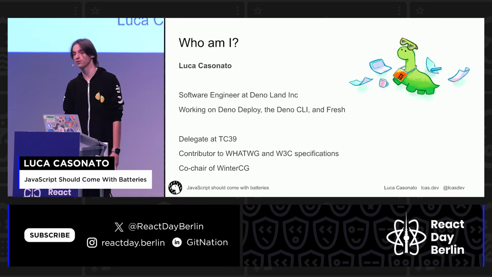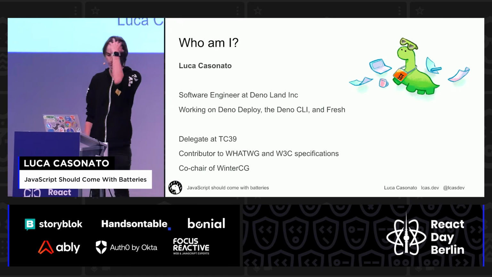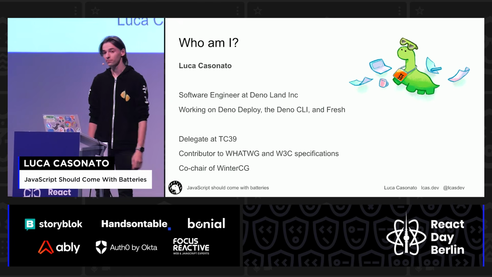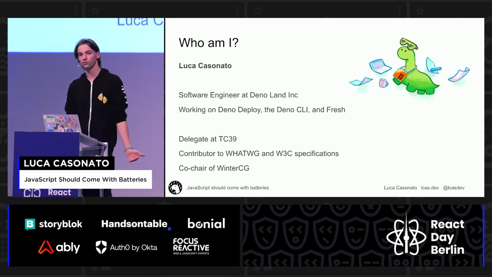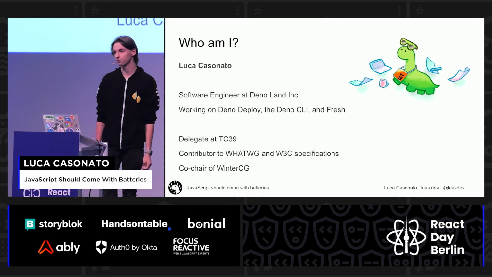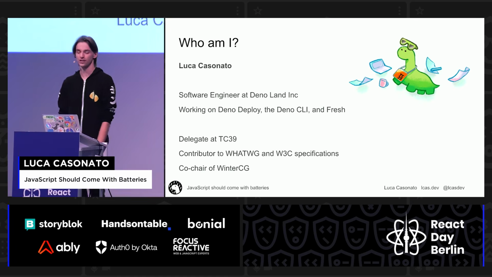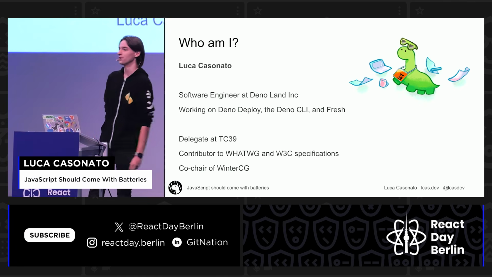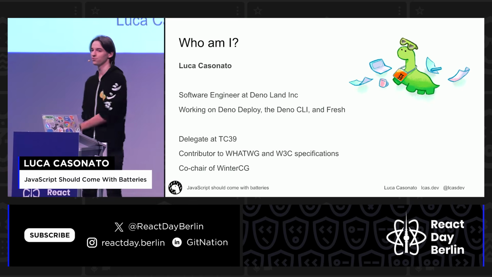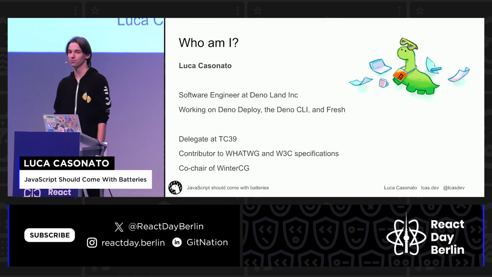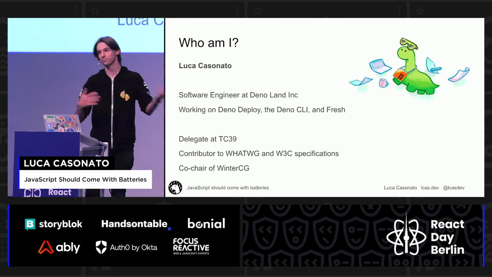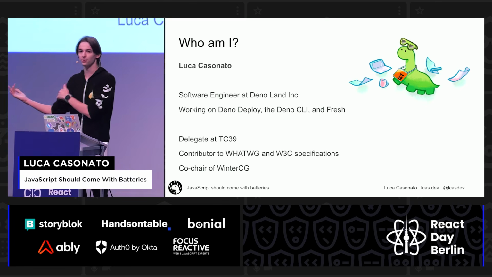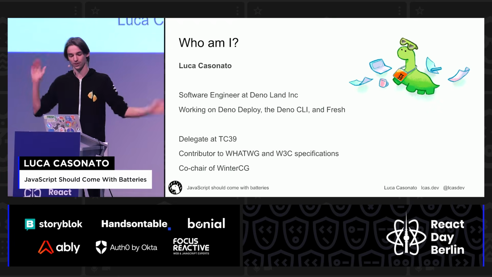I built a front-end framework for Deno called Fresh that some of you may have seen. And I do a bunch of standards work at TC39, standardizing the JavaScript language, and at WHATWG and W3C, standardizing things like fetch and HTML. I'm a co-chair at WinterCG, which is a community group at the W3C where we try to make server-side JavaScript runtimes more interoperable. So making Node.js work better with Deno, and Deno better with Cloudflare Workers, with Run, with whatever, right?